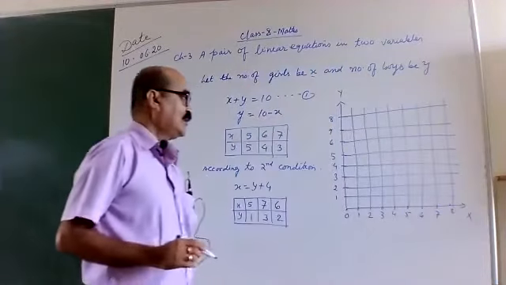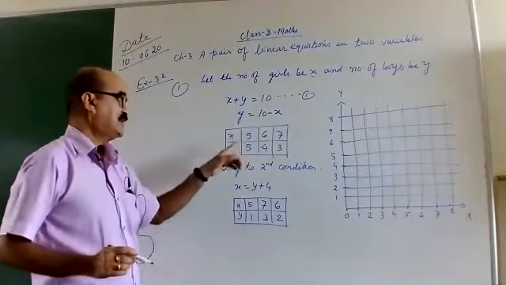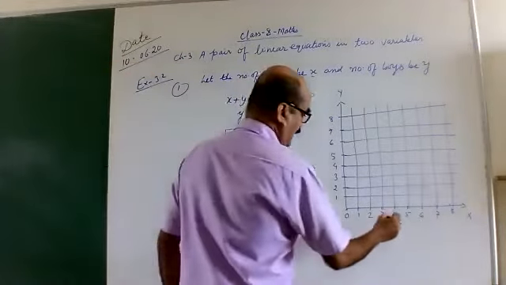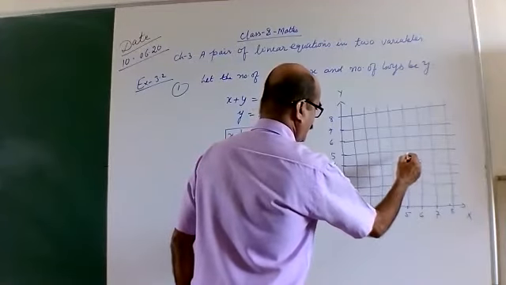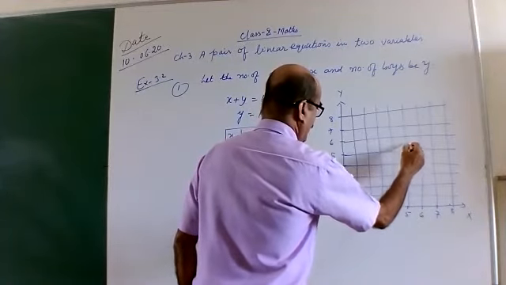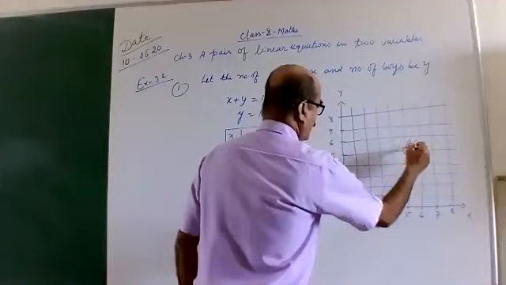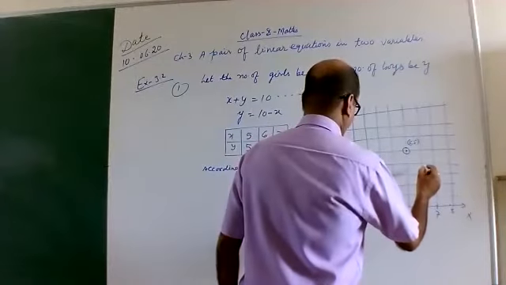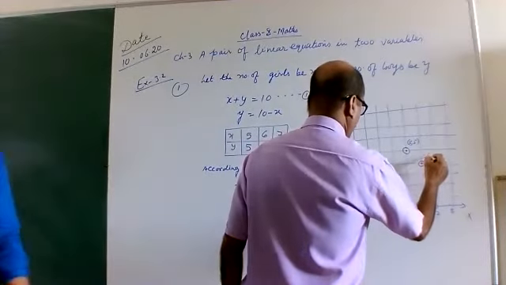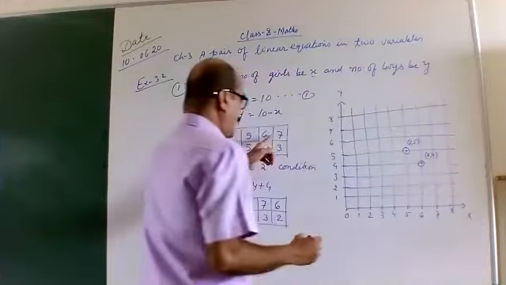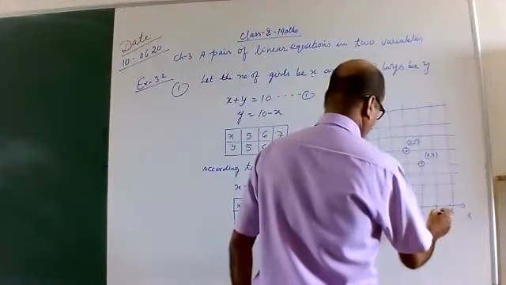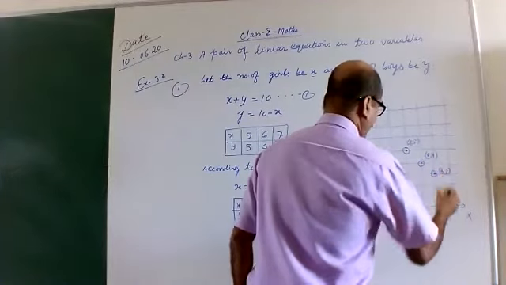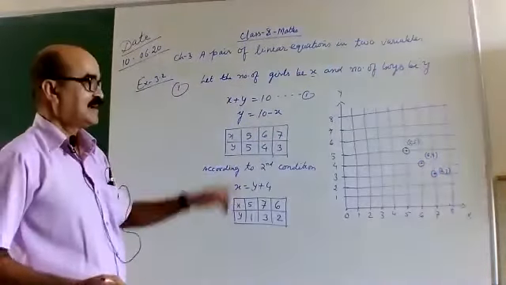Okay. Now I am plotting the points. First point is 5, 5. Where is 5, 5? This is 5, 5. Second point is 6, 4. This is 6, 4. And third point is 7, 3. This is 7, 3. Right? After plotting the points, join the line.